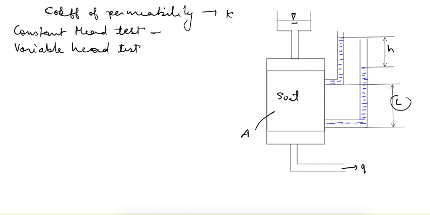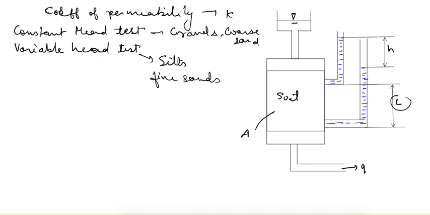The constant head test is conducted for soils which are pervious, such as gravels and coarse sands. And the variable head test is conducted for soils for which the coefficient of permeability is very low, such as silts and fine sands. For these, the variable head test is conducted.